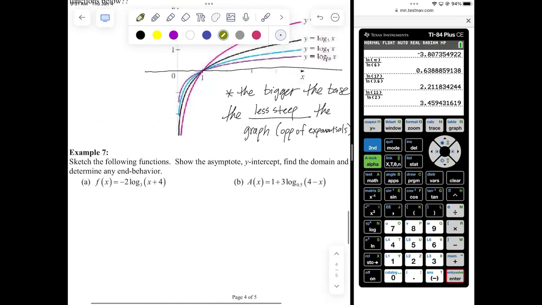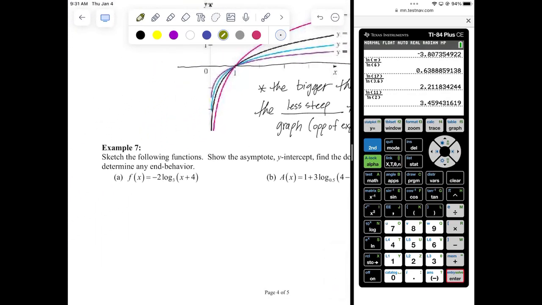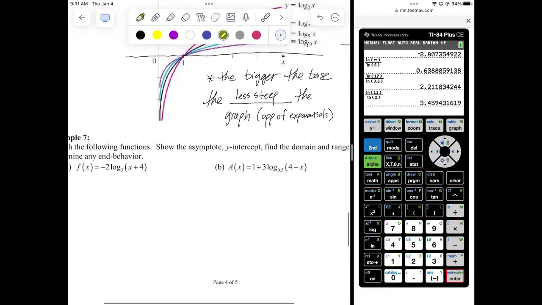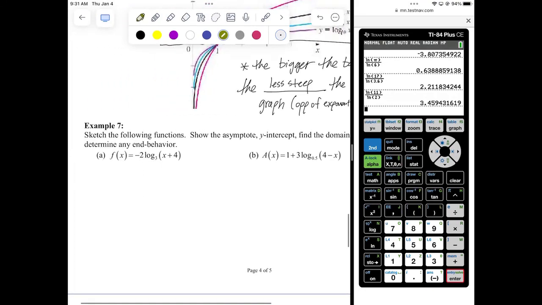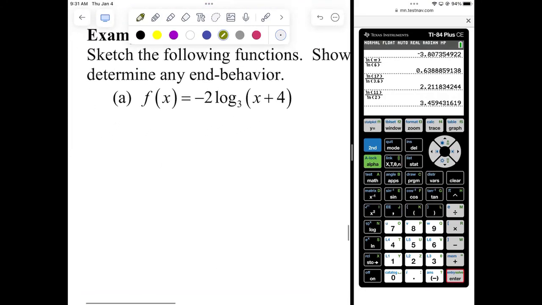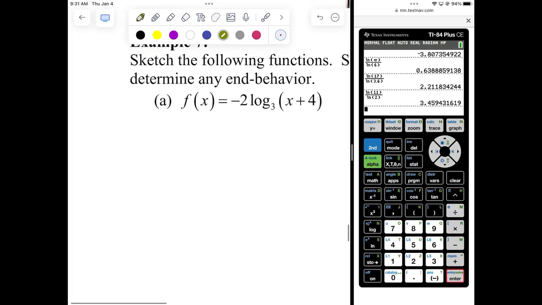Okay. Let's go ahead and sketch some of these. Example 7. Sketch the following functions. Show the asymptote, the y-intercept, find the domain and range, and then determine any end behavior. Okay. f of x is -2 log base 3 of x plus 4. What's the parent function? Log base what? Yeah, so I'm going to come up to the side and say y equals log base 3 of x. That's your PF, your parent function.